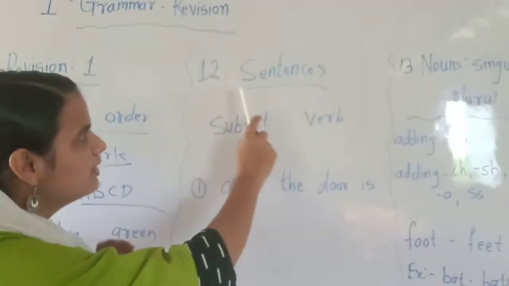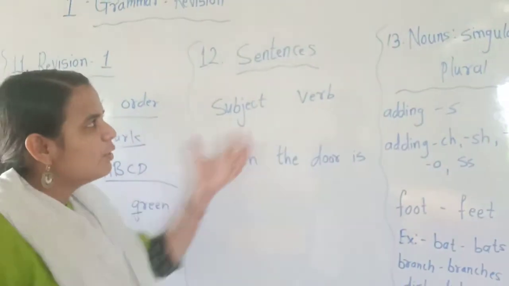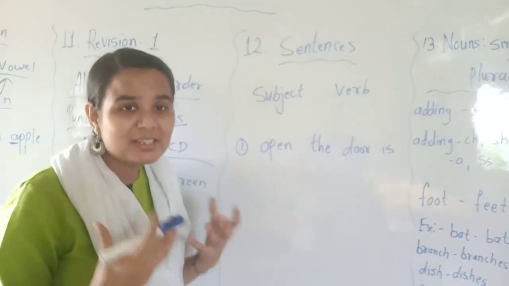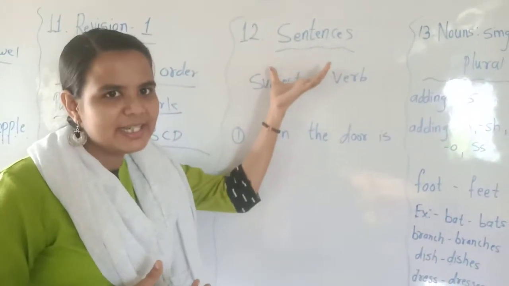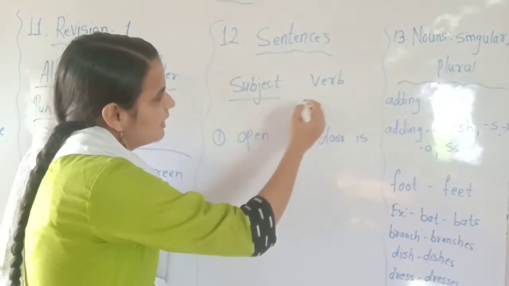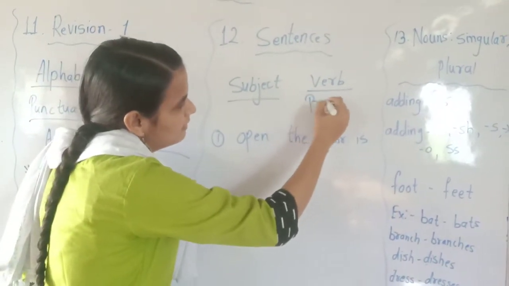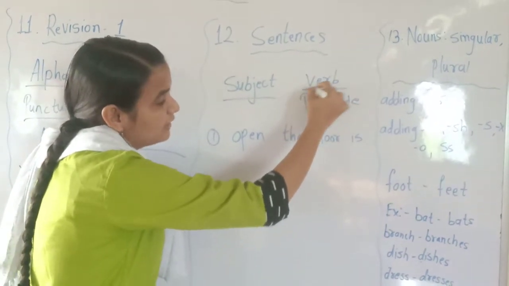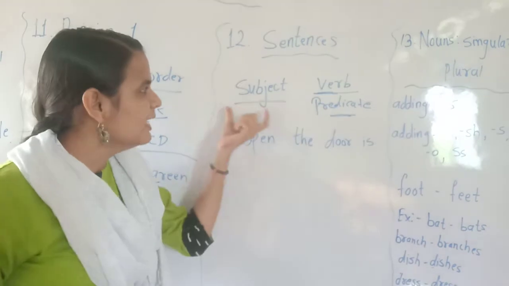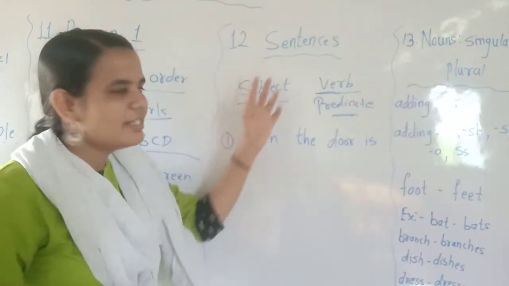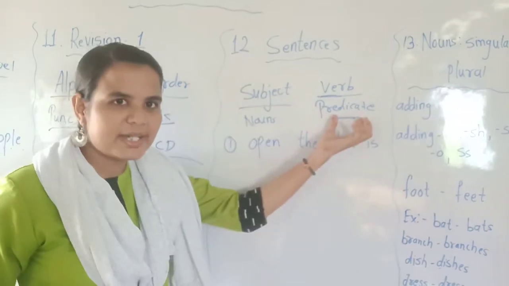That is lesson number 12, sentences. So what do you mean by sentences? A group of words arranged in a proper manner which makes sense, we call it a sentence. And a sentence is of two parts, that is subject and predicate. In the predicate portion what does it contain? It contains the verb, and the subject contains the noun. So a sentence is of two parts, subject and predicate.